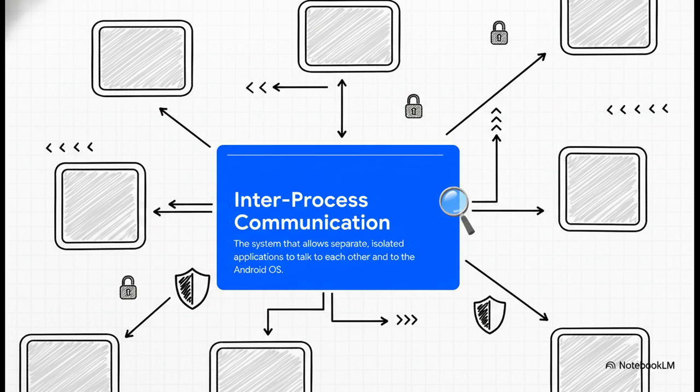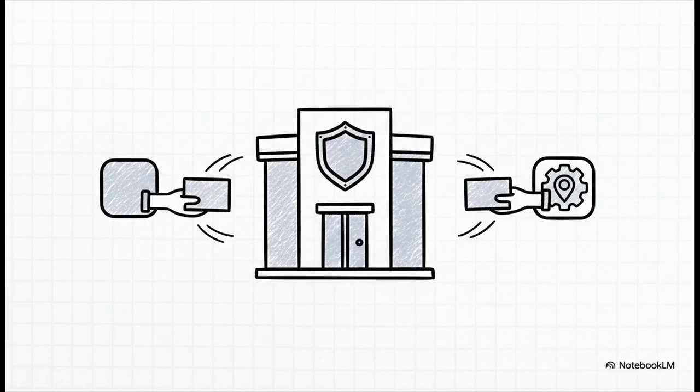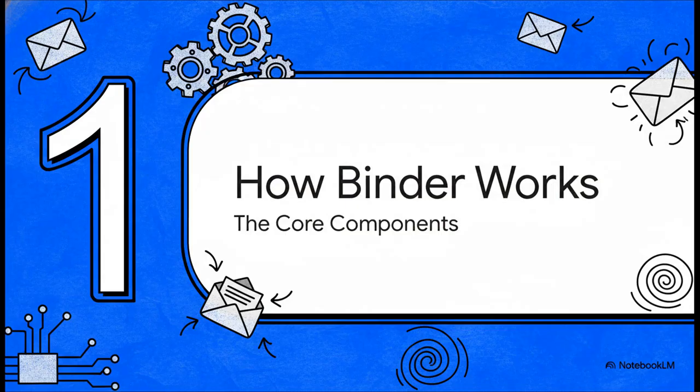and share data safely. You know, a great way to think about Binder is to picture it as a super secure, incredibly fast central post office. An app packages up a message, puts an address on it for a specific system service, and then just hands it off to Binder. Binder then takes care of the delivery, all the security checks, and even gets your return receipt. It handles the whole shebang. So, how does this post office actually work?